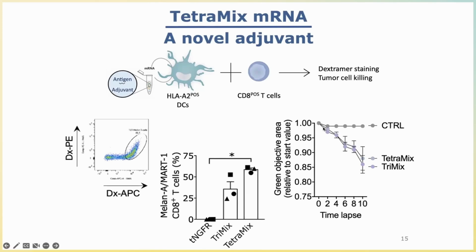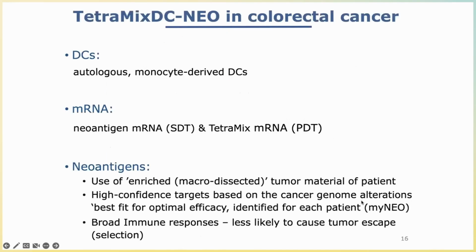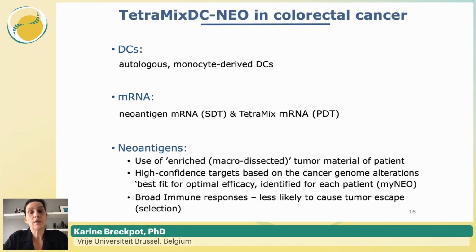And what you can appreciate here is that there's indeed a decline when tumor cells are co-cultured with T cells stimulated with trimix or tetramix dendritic cells, signifying that there is tumor cell killing over this 10-hour time lapse. This brings me to the conclusion of this work and the future perspectives.